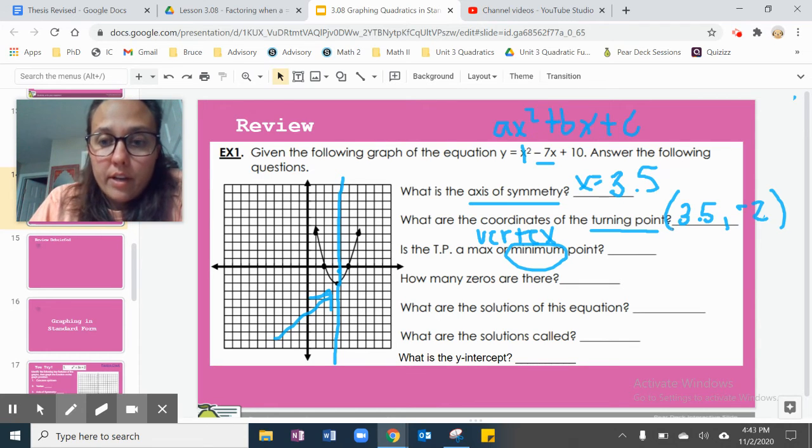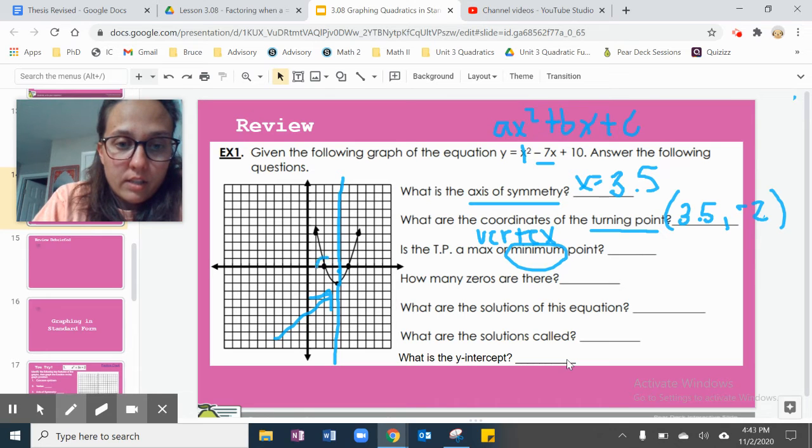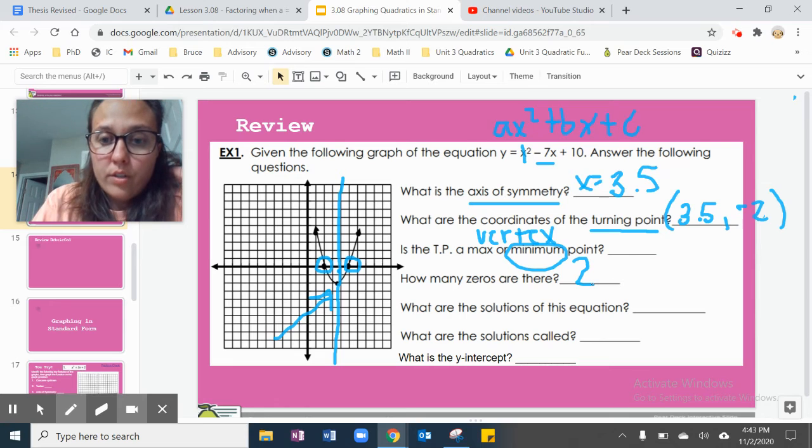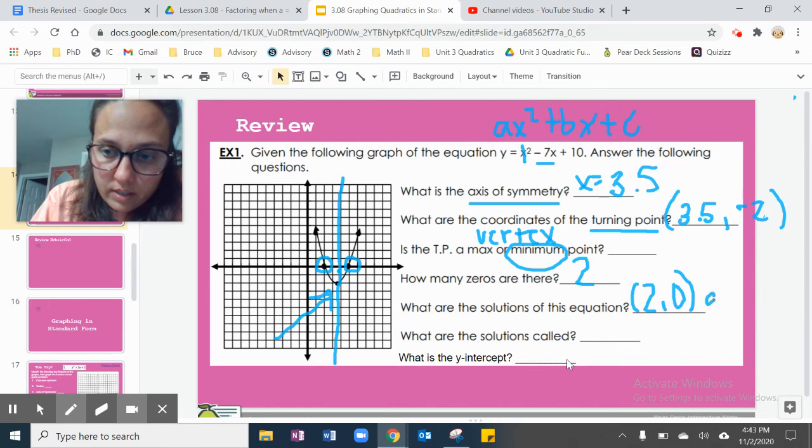How many zeros are there? Well, I see that the parabola crosses 2 times, so 2. What are the solutions? Solutions is another way of saying x-intercepts. So they cross at 2, 0, and 5, 0.